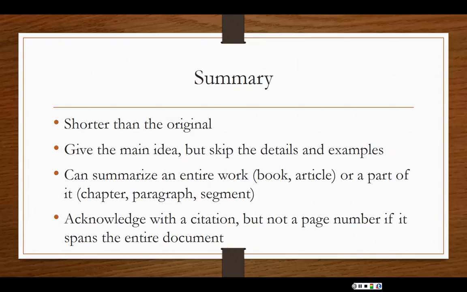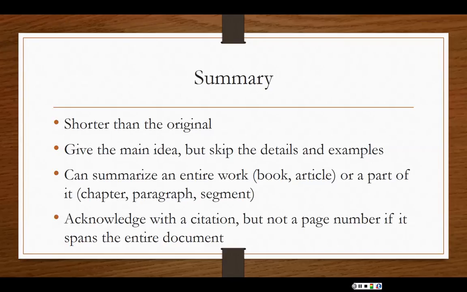Summaries are shorter than the original. They will include the main idea from the original, but they won't include the details in the examples. Because a summary is shorter, you can summarize an entire work, an entire book, an entire article, or maybe just part of it, a chapter, a paragraph, even a segment. Because you're making it shorter, the length of your summary depends on how much you condense the original.